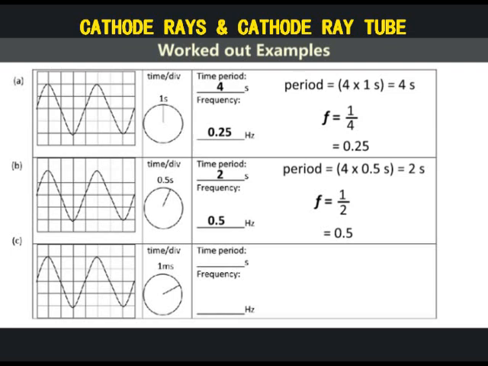Finally, third one, time per division is 1 millisecond, and that means 1 over 1,000 seconds, or 0.001 seconds. Again, 1 cycle is 4 divisions. So t is equal to 4 times 0.001, which gives us 0.004 seconds. Frequency will be equal to 1 over t, 1 over 0.004, which gives us 250 Hertz.